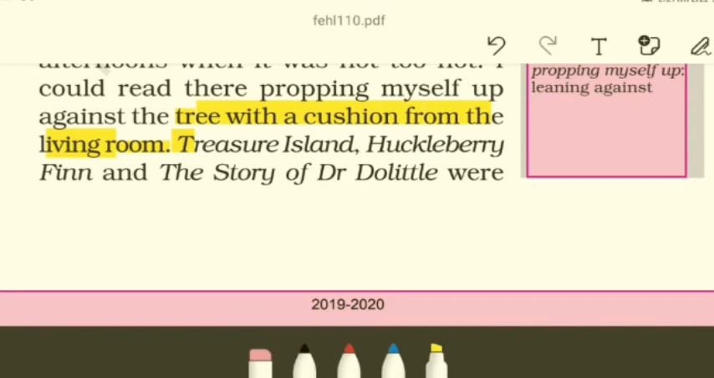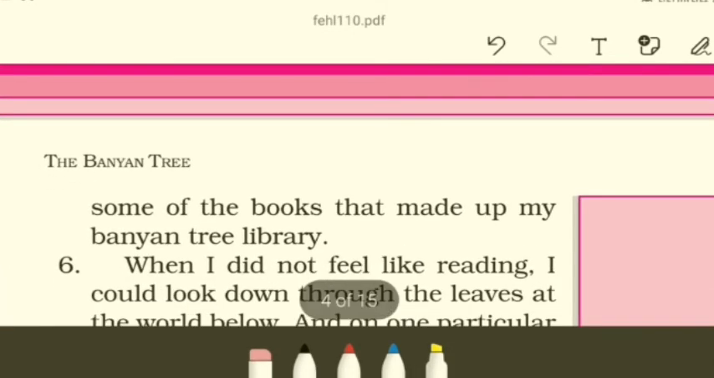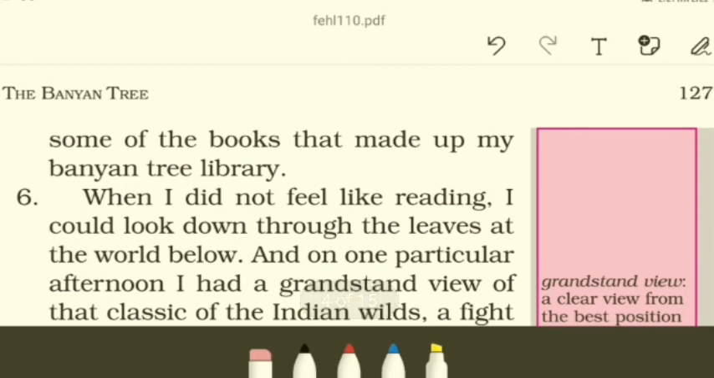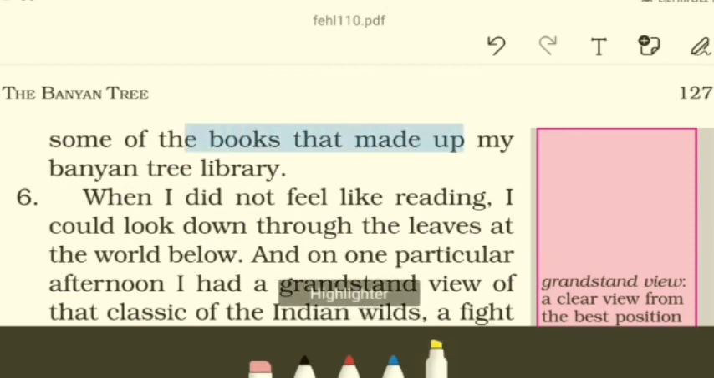Namely Treasure Island, Huckleberry Finn, and the story of Doolittle. So these are some wonderful children's stories to read. If you haven't read them, you can read them. Treasure Island, Huckleberry Finn, and the story of Dr. Doolittle were some of the books that made up my banyan tree library. So he used to keep these books and then read them from time to time.